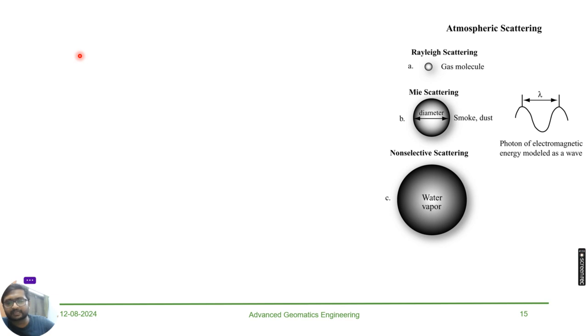Because of that, the radiation remaining at the end is red. That's why during sunrise and sunset you can see the sky as orangish or reddish. But during the daytime, when the sun is on our top, we can see the sky as a white or bluish color.